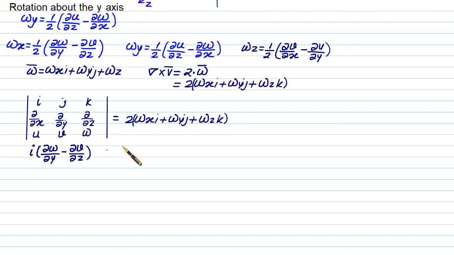And if you compare from i here, I will get 2 times of omega x times i. So we can equate the value of omega x and we get the same equation here. So we have omega x equal to 1 by 2 into partial derivative of w with respect to y minus del v by del z. So this is a much better step as compared to the regular derivation.